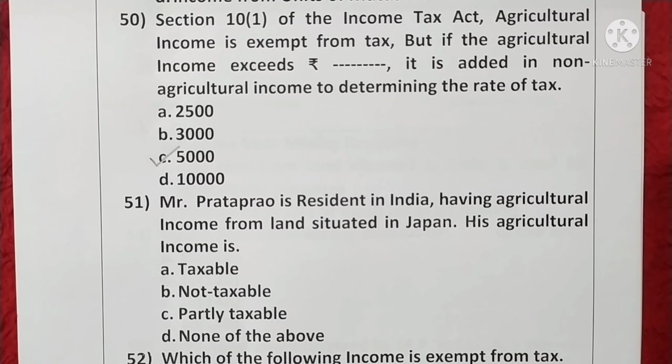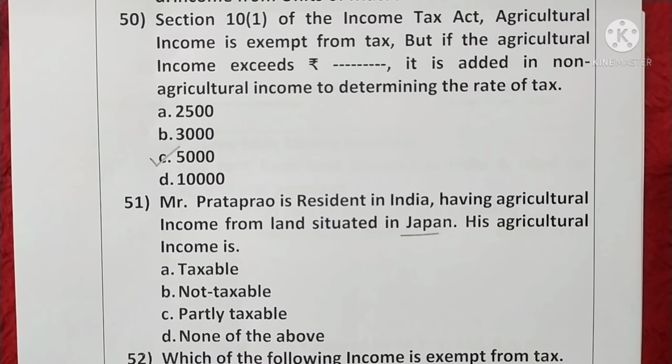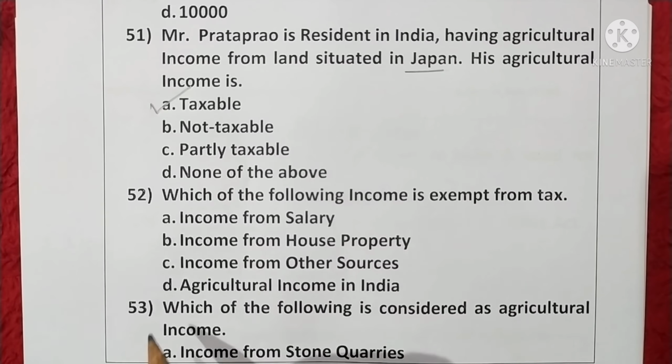Question 51. Mr. Pratap Rao is a resident in India, having agriculture income from land situated in Japan. His agriculture income is here only agriculture income in India is exempt from tax. Agriculture income from outside India is taxable. Therefore, option A is correct one. Question 52. Which of the following income is exempt from tax? Options are given: income from salary, income from house property, income from other sources, agriculture income in India. Here, agriculture income in India is exempt from tax. Option D is correct one.